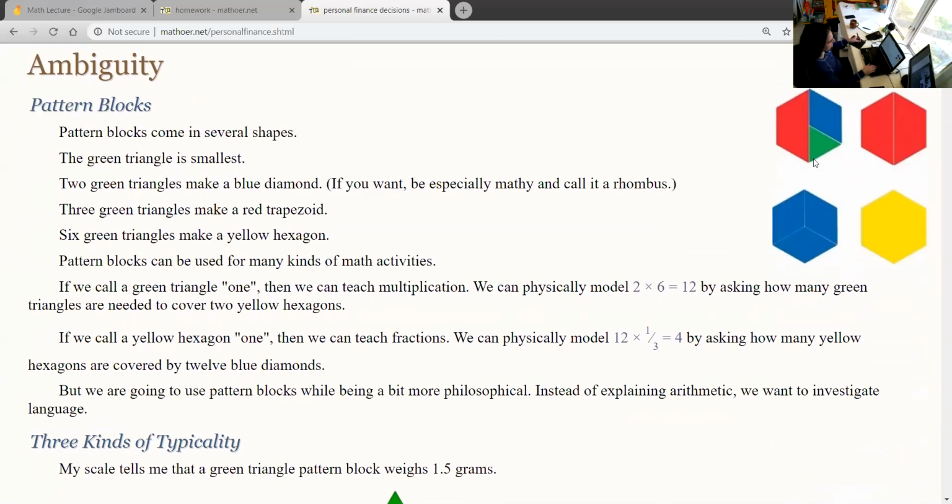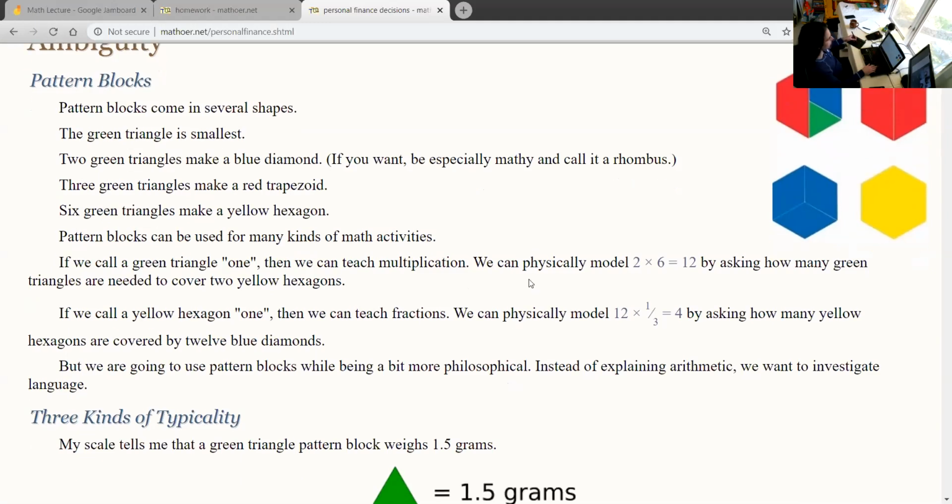So there's a green triangle. It's the smallest. And you could see if I had 6 of them, I could fill up this hexagon shape. If I have 2 green triangles, I make a blue diamond. If I have 3 green triangles, I make a red trapezoid. If I have 6, I make the whole yellow hexagon. And you can do lots of things with them that we don't care about.